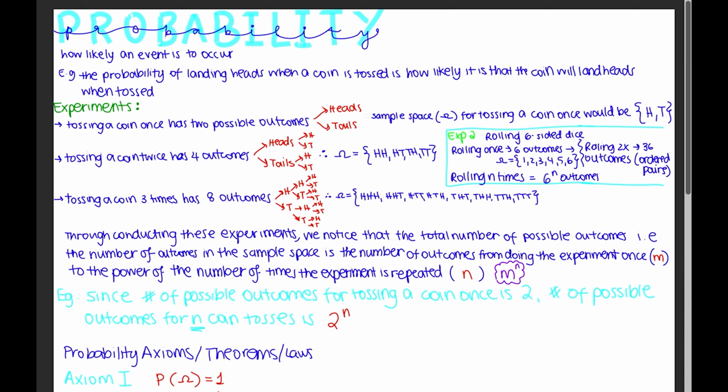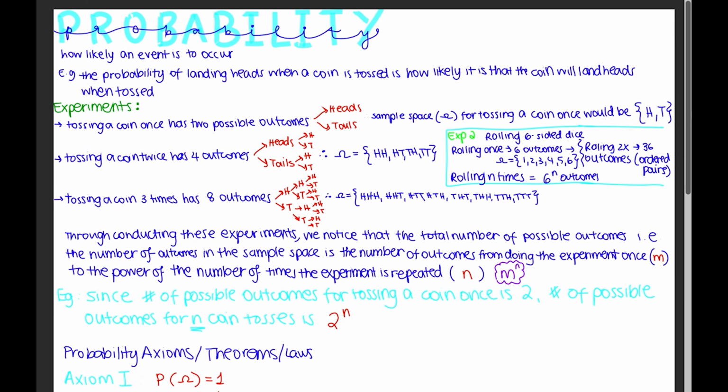Probability is basically how likely an event is to occur. So, for example, the probability of landing heads when a coin is tossed is how likely it is that it will land heads. The experiments we need to know are: tossing a coin once has two possible outcomes, heads or tails. So the sample space for tossing a coin, denoted by that symbol, would be {heads, tails}.